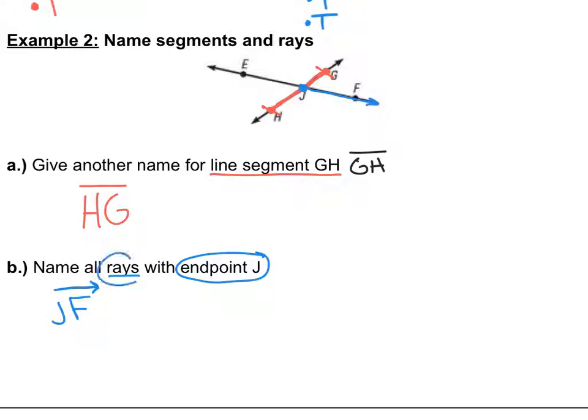So we want to name all the rays that have endpoint J. I have JF, I'm going to have JG, I'm going to have JH, and then finally I'll have JE. Notice how all of them start with J because J is our endpoint. Then they extend on to these other points out in those directions into infinity. All right? Okay, let's flip over to the back side.